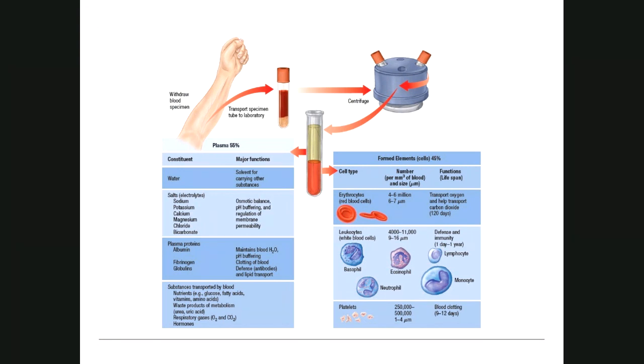So when we get this from a patient, the plasma is the liquid portion, and the cellular type, or formed elements, is the actual blood.